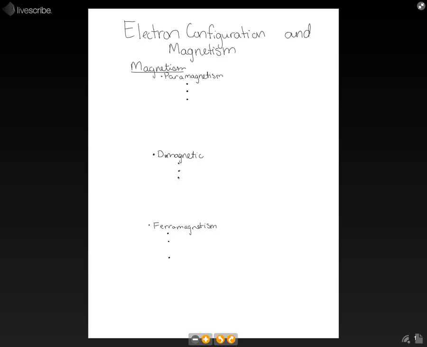In this video, we're going to talk about electron configurations and how that relates to magnetism. So there are three main kind of divisions in magnetism. The first one is paramagnetism. So that one is when material with unpaired electrons, due to their dipole moment caused by these unpaired electrons, they align to cancel out.